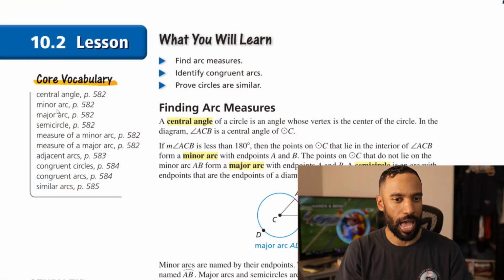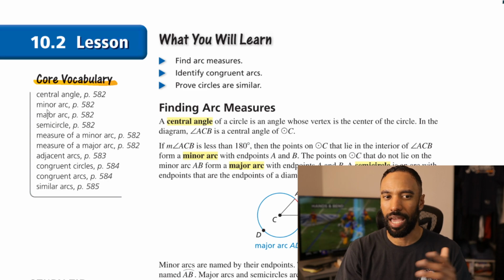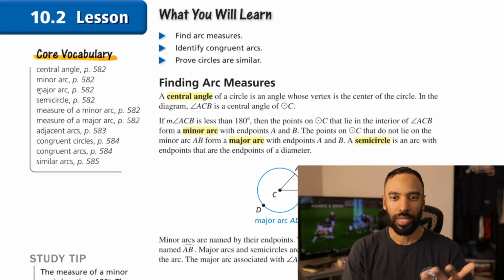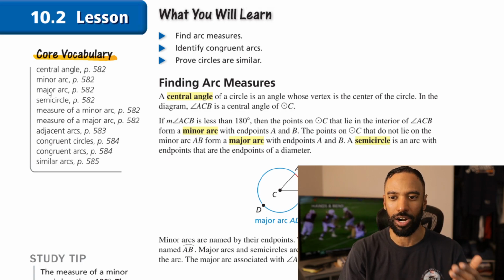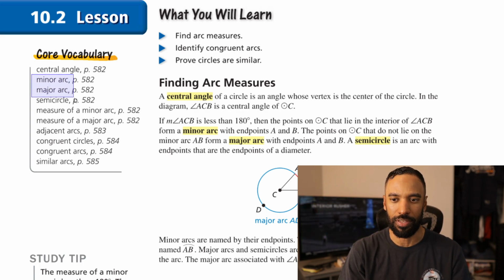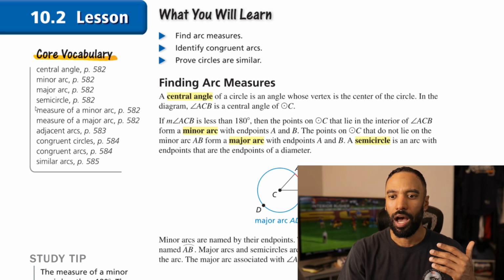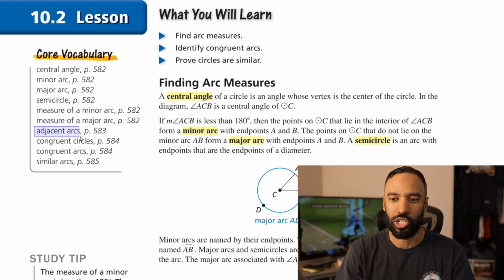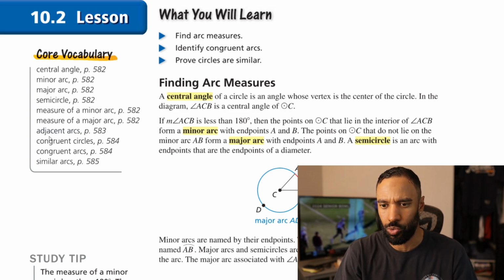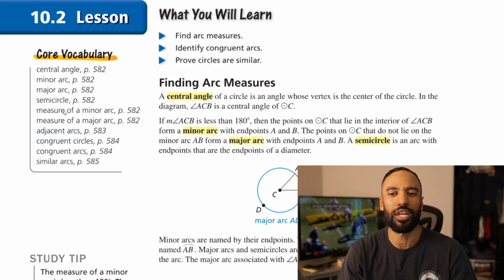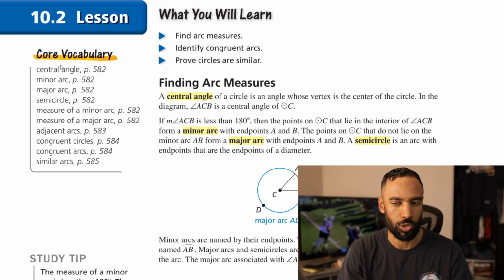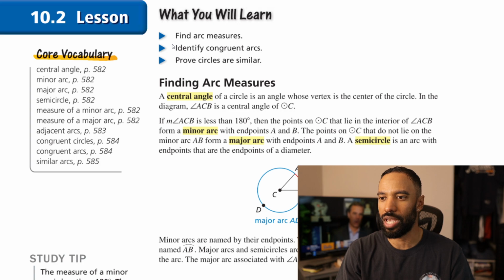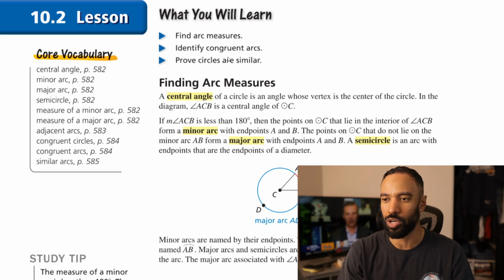A lot of vocab, once again, and a lot of them are within the same realm of things. It's going to be very fast to pick them up. Central angle, minor arc, major arc, semicircle, all three of these run in tandem together. Measure of a minor arc, measure of a major arc. Adjacent arcs, just like adjacent angles that are next to each other. Congruent circles. So a lot of things with arcs, basically, and the words central angle. That's the big thing: arcs and central angles. We're going to find arc measures, identify congruent arcs, and prove circles are similar.